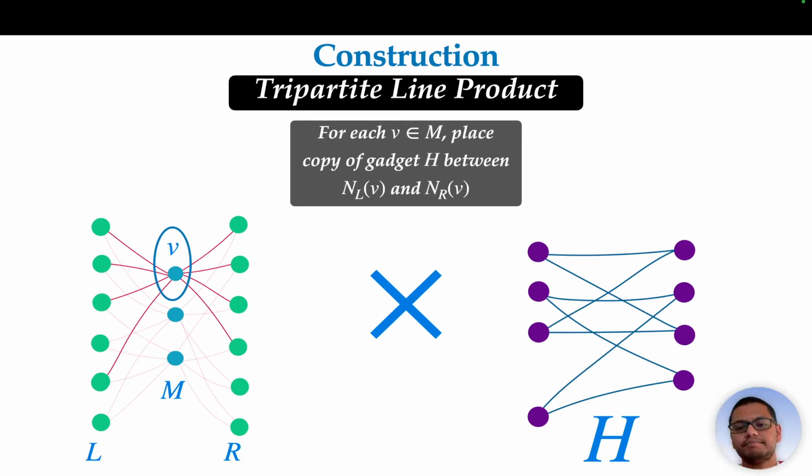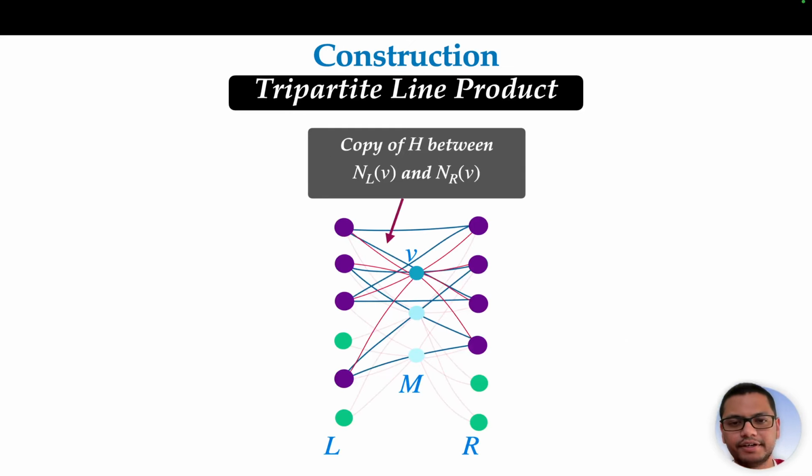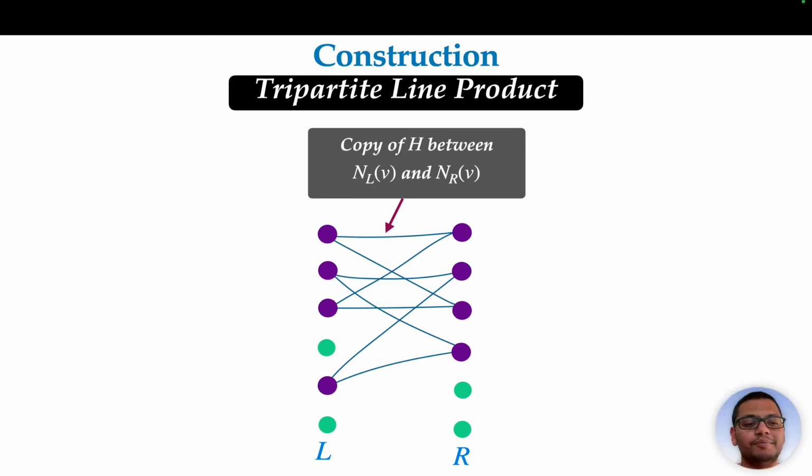For each vertex in the middle, you look at the left neighbors of this vertex, which I'll call NL of V, and the right neighbors of this vertex, which I'll call NR of V, and you place a copy of the gadget H, which is a bipartite random graph, between the left neighbors of V and the right neighbors of V. And you do this for every single vertex V. Just to illustrate, here the highlighted vertex in blue is V. V has four red edges going left, four red edges going right. I've highlighted the left neighbors of V and the right neighbors of V in purple. Then we put down a copy of H between the purple vertices, and I've denoted the copy of H in blue. Here's a more clutter-free description of this individual copy of H.